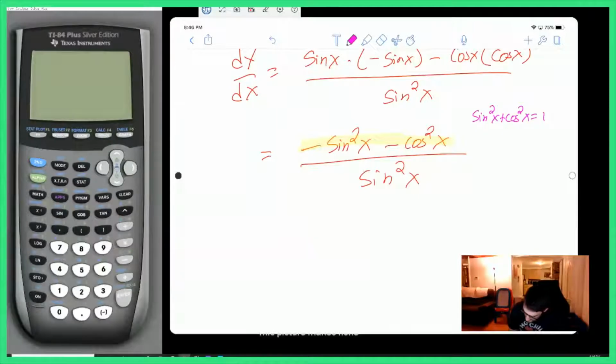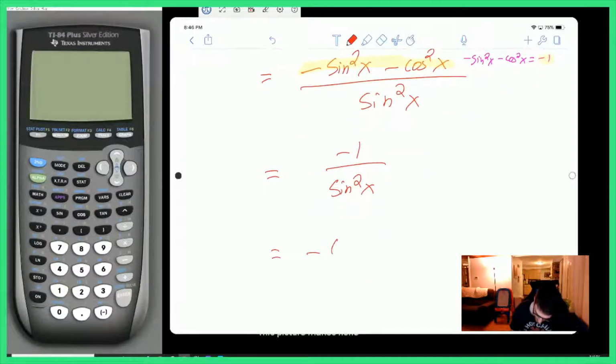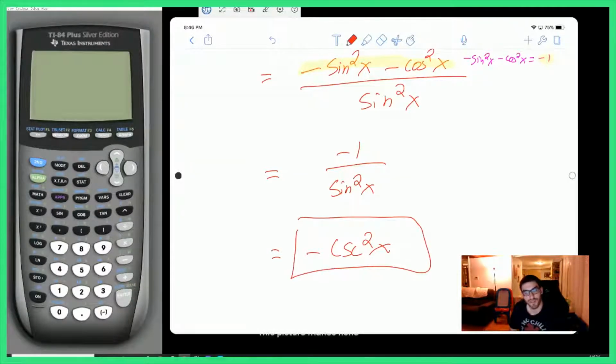So then if I need to get a negative cosine and a negative sine, I'm just going to multiply throughout by -1. So I get negative sine squared x minus cosine squared x is equal to -1. So this is the value that is equal to the highlighted numerator. So if I plug -1 in the highlighted numerator, I get -1 over sine squared x. And I know that 1 over sine is cosecant, and I have a negative in front, so this is just equal to negative cosecant squared x, which of course is the derivative of cotangent x. So we get the negative cosecant squared.